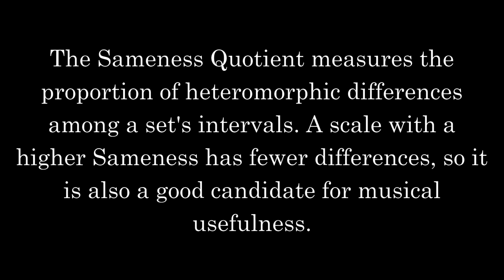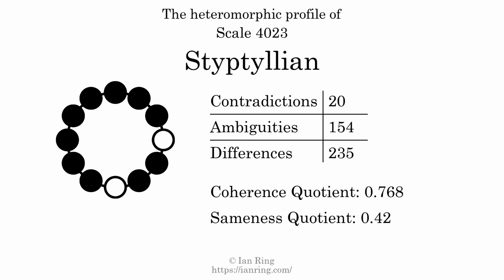The sameness quotient measures the proportion of heteromorphic differences among a set's intervals. A scale with a higher sameness has fewer differences, so it is also a good candidate for musical usefulness. The sameness quotient is 0.42.